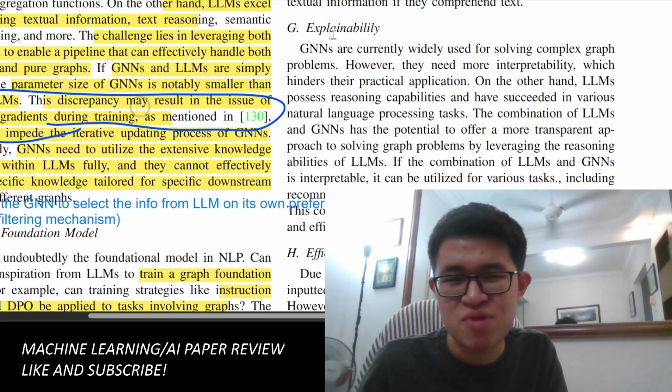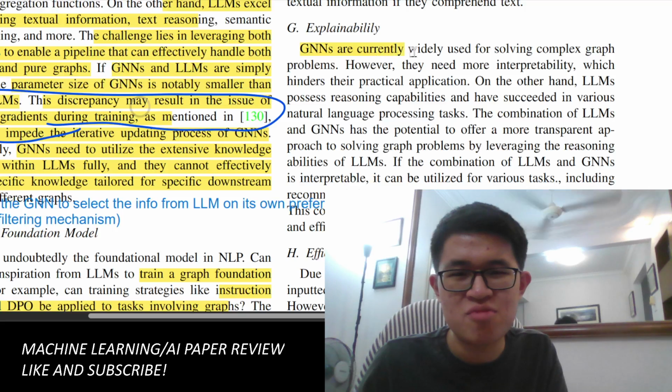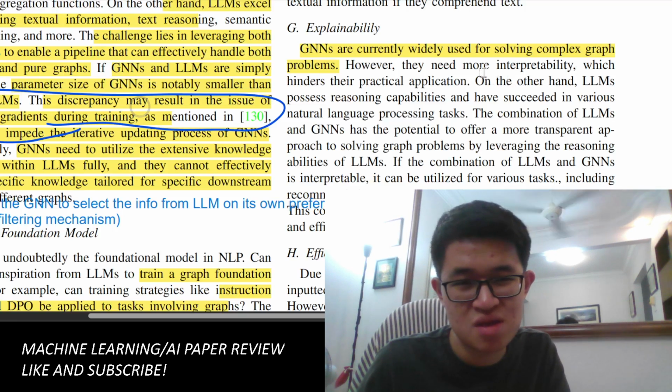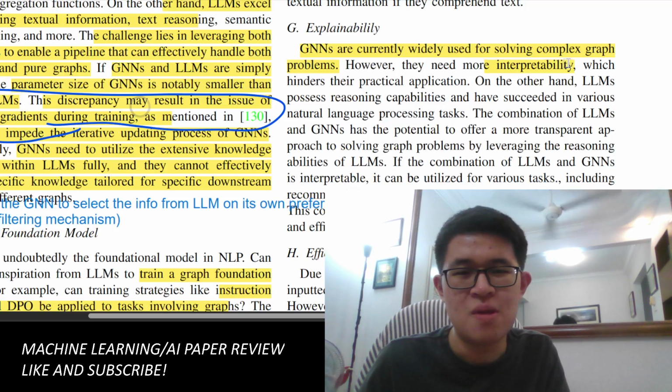Next, explainability. Graph neural networks are currently used for a lot of complicated graph problems, but they need to be more interpretable.